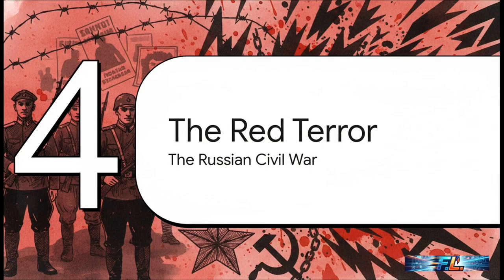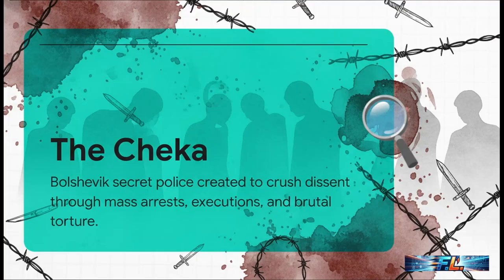With democracy thrown aside, the Bolsheviks turned to brutal repression to cling to power. This next phase is known as the Red Terror, a campaign of fear designed to eliminate any and all opposition. To enforce their rule, the Bolsheviks created the Cheka, their secret police. Their job? To crush all dissent through mass arrests, summary executions, and just horrific torture. For the first time, concentration camps appeared on Russian soil. This was state-sponsored terror on a terrifying new scale.